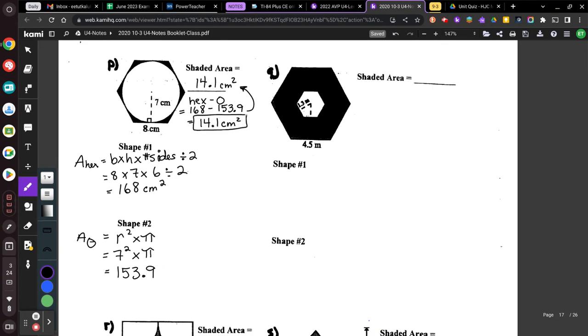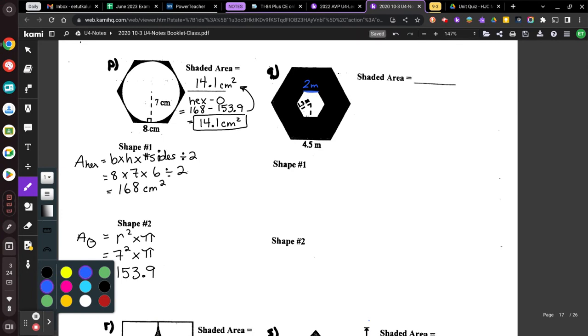Okay, so check your work. Make sure you've got all of your units. It is area, so we need to have our centimeters squared. So on the next one, there's a couple numbers missing, of course, because it's written and you can't see it. So that's a 2 meters right here for the side length of that.